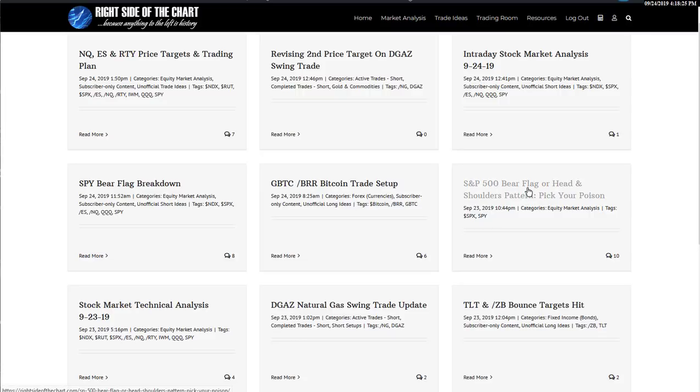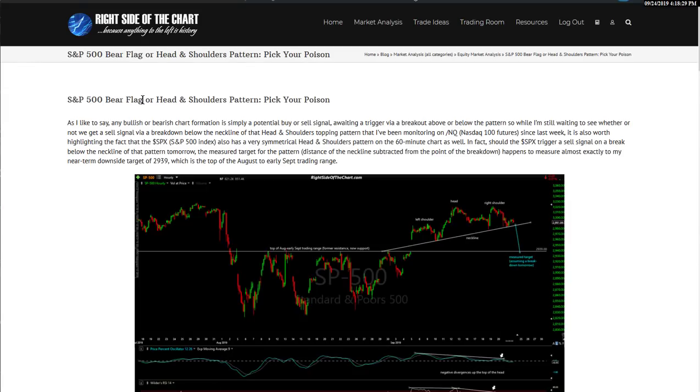We'll start there. That post was titled S&P 500 Bear Flag or Head and Shoulders Pattern. Pick your poison. Either one, six of one, half a dozen of the other. It didn't matter because the breakdown point was the exact same level. And what I really liked about this is the price targets, which still haven't been met. We're close, but not there yet.